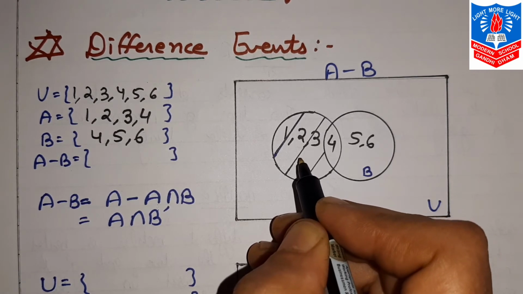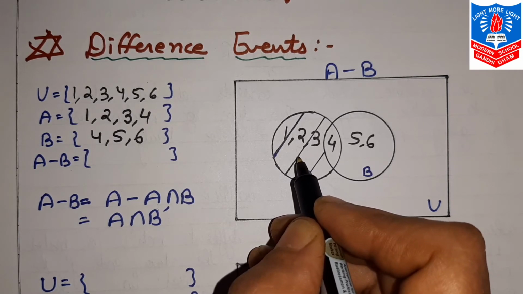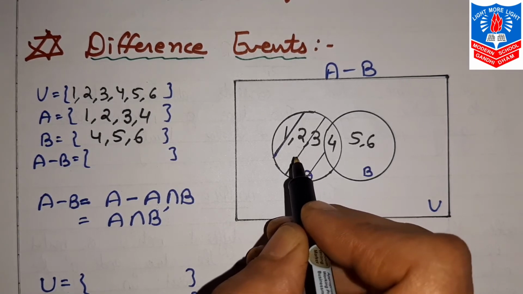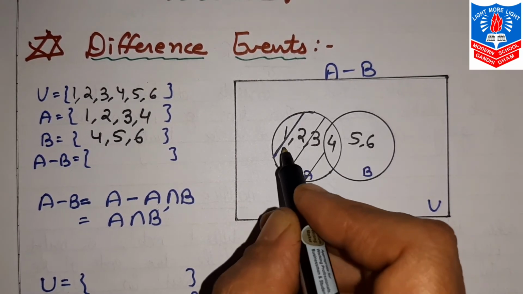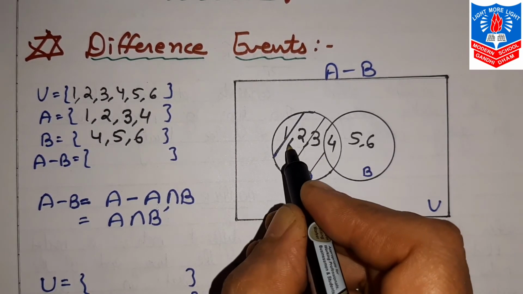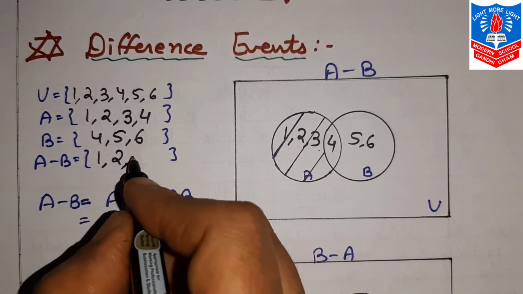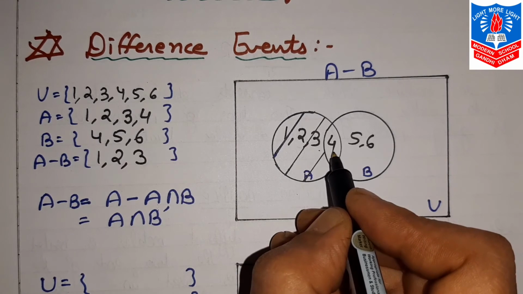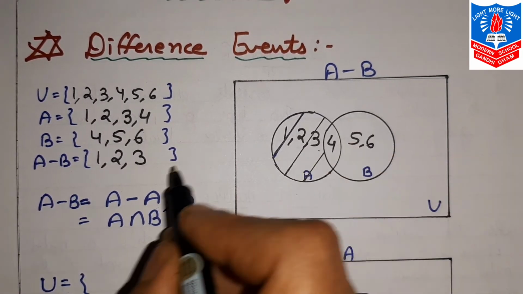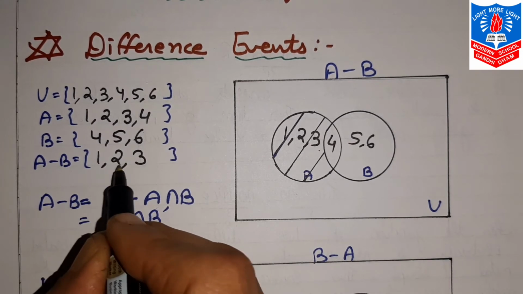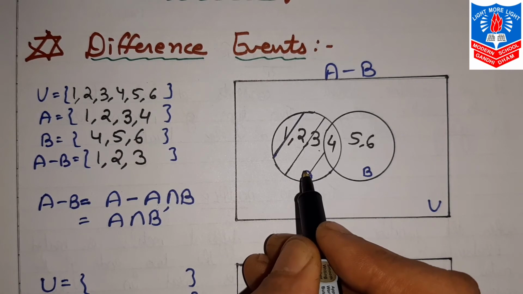Here it is given, just now I read the definition. What I said, that the elements which are in A but not in B, that means only in A. So only in A: 1, 2 and 3, not 4. Why? Because 4 is in B also. So the difference event of A will be what? 1, 2, 3. Is it clear?